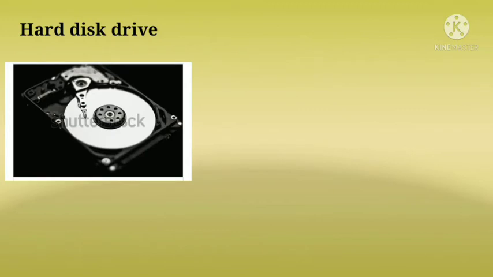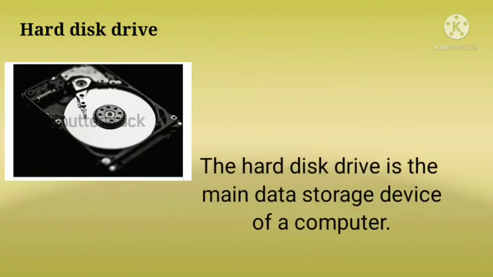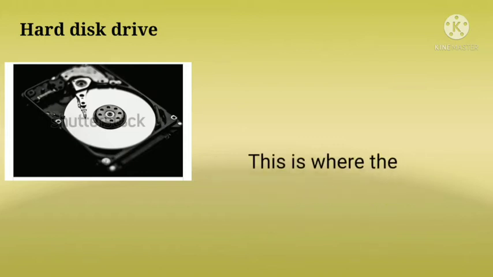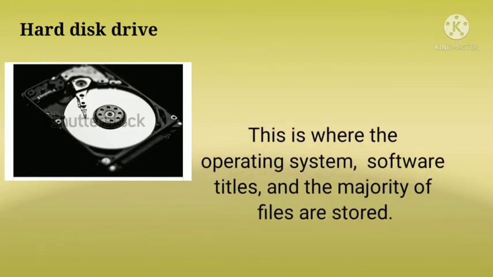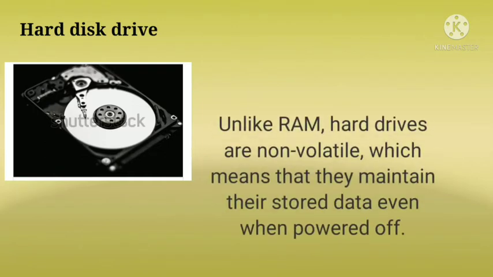What is a hard disk drive? The hard disk drive is the main data storage device of a computer. This is where the operating system, software titles, and the majority of files are stored. Unlike RAM, hard drives are non-volatile, which means that they maintain their stored data even when powered off.